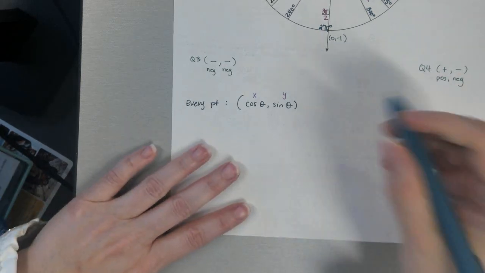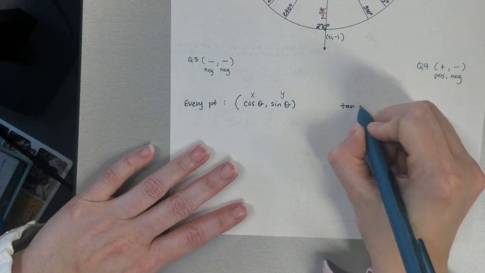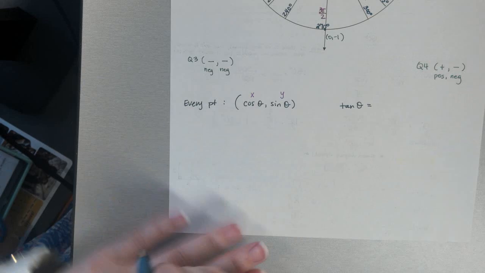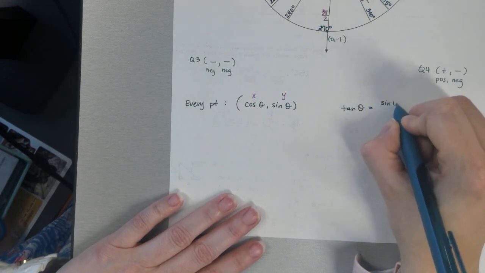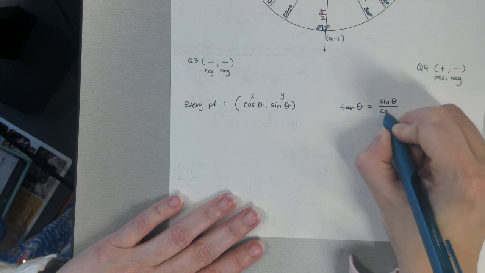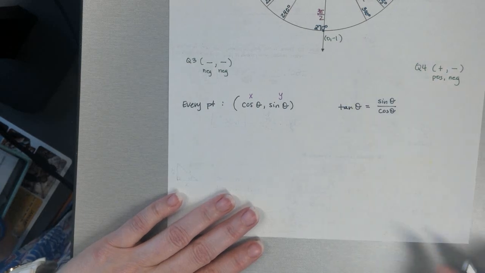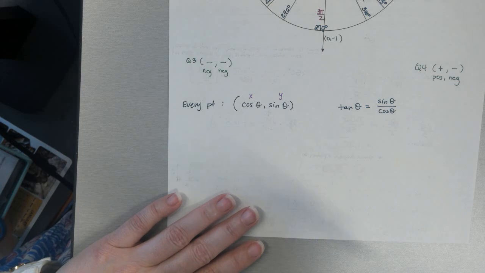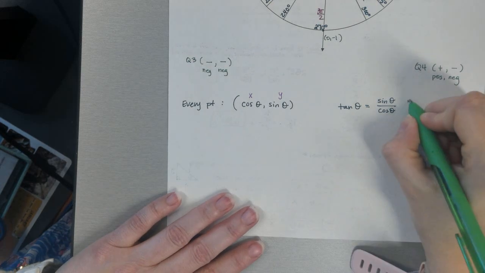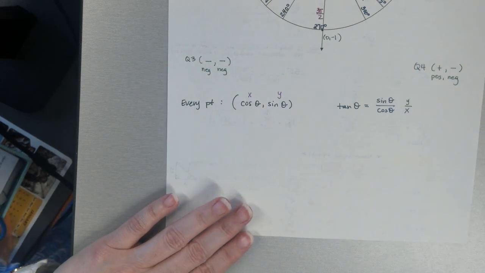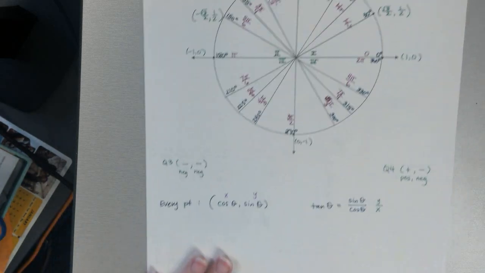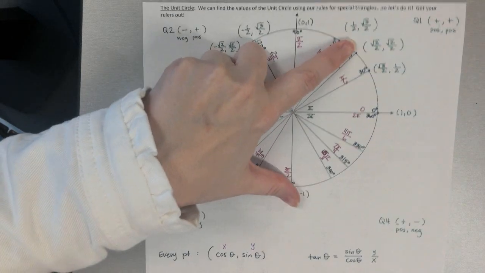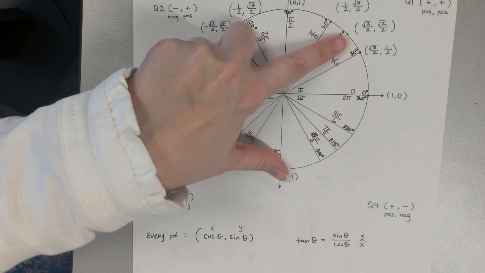Do you guys remember from yesterday how we said you could find the tangent? Yeah, sine over cosine. Great. So you can take the sine and divide it by the cosine, which is your y over x. So what we're going to do is use the first quadrant, and we're going to find all of the tangents in quadrant 1.